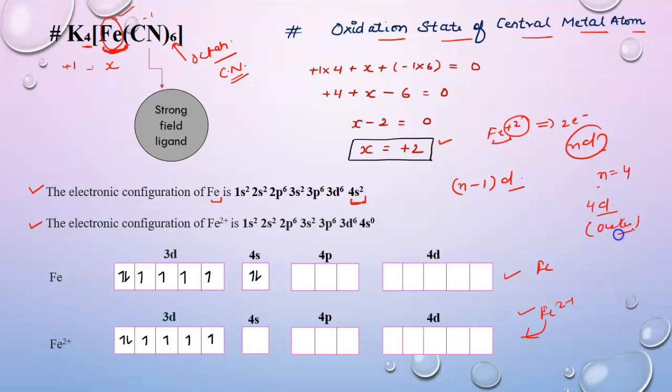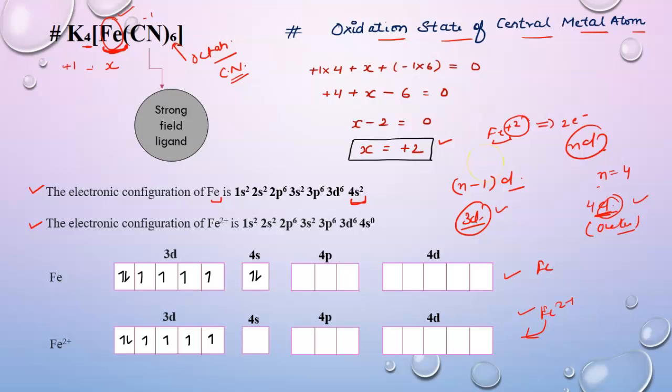Now I'm just giving the example of how you have to see. If n is 4, then n minus 1 is going to be 3d. Correct? So if your 3d orbital is getting involved, the complex is going to be an inner orbital complex. If the 4d orbital is getting involved, then the complex is going to be an outer orbital complex.